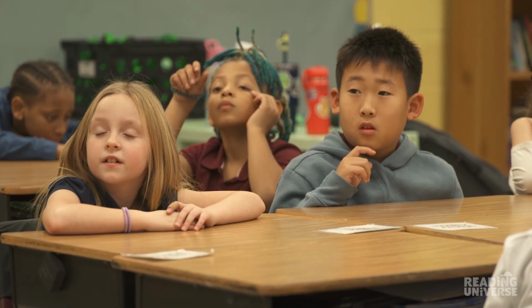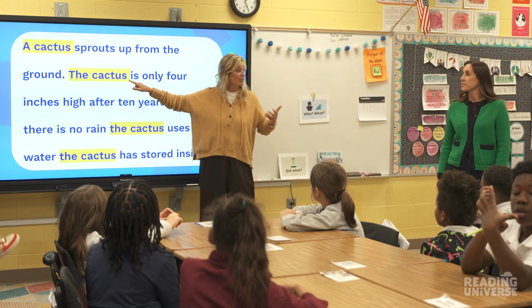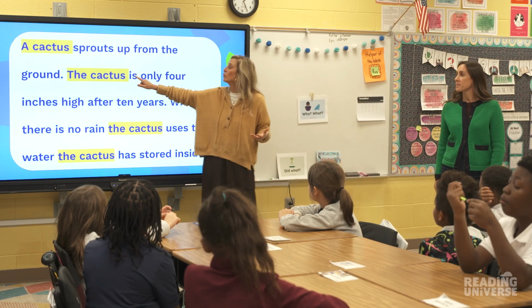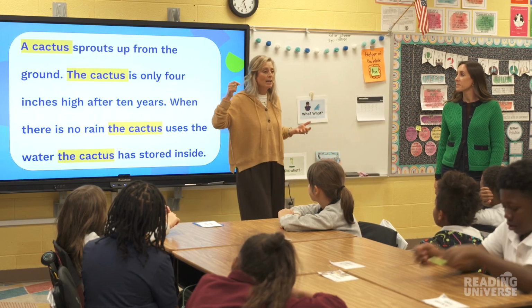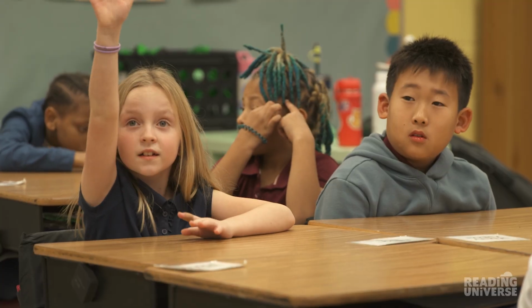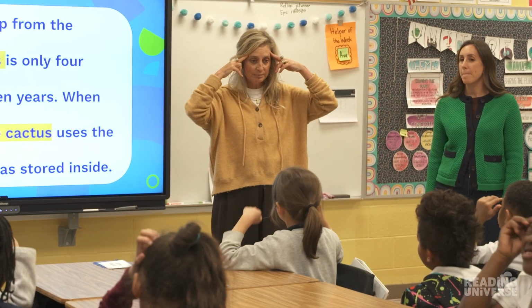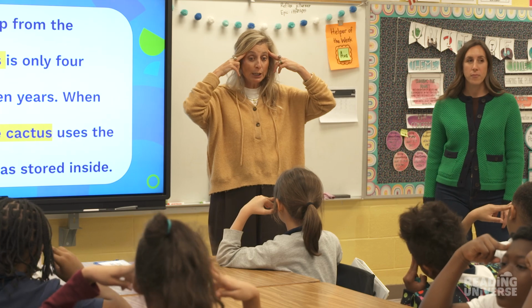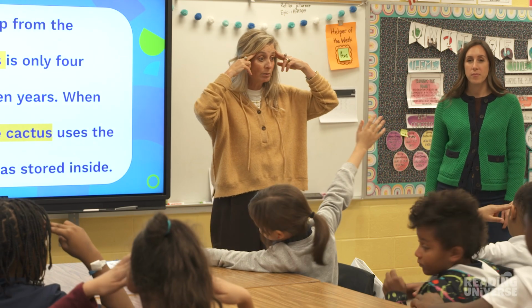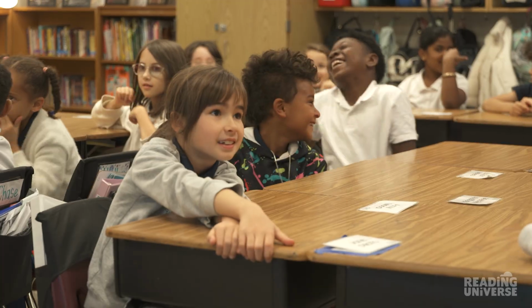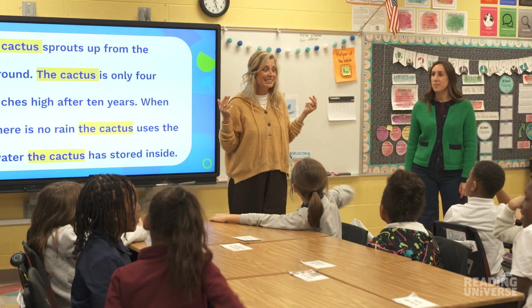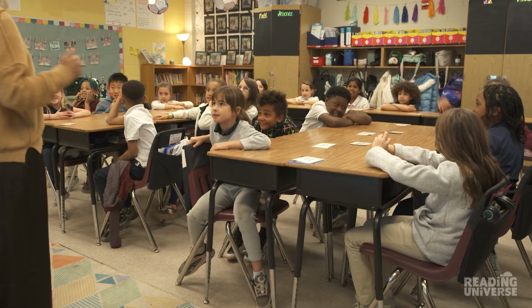Now, let's think. We already have a cactus. We're going to pretend like we're the author of this passage, and we are going to think about what we could put here instead of the cactus. If we wanted to replace with a pronoun, touch your temple and think. What pronoun could we use? Turn and whisper to your neighbor. Eyes this way. Let's say it together. 1, 2, 3. It. Excellent.